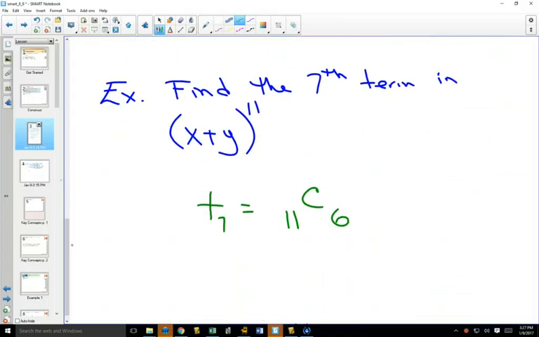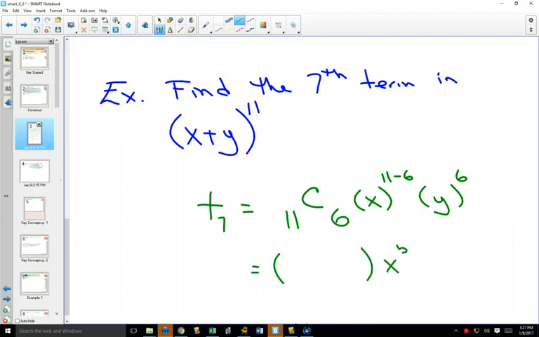And then instead of a, what would be here? x. And you'd go 11 minus 6. And instead of b, we have a y, to the power of 6. So you go to your calculator, figure out what 11 choose 6 is. You would get 462 times x to the 5 and y to the 6. And so without having to expand everything completely, we can find a term a lot faster.